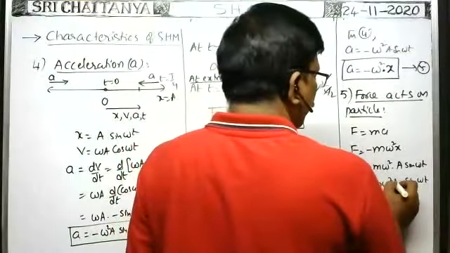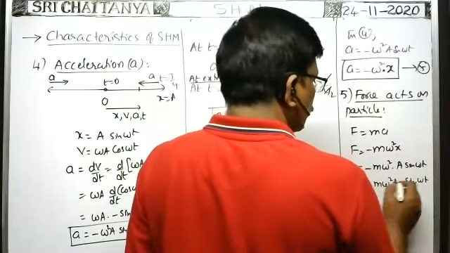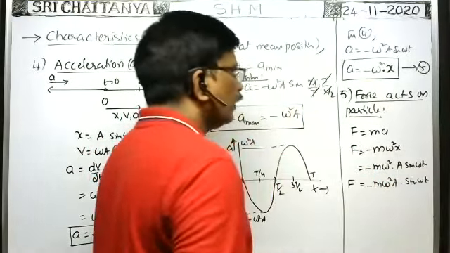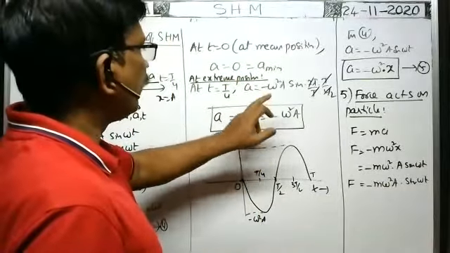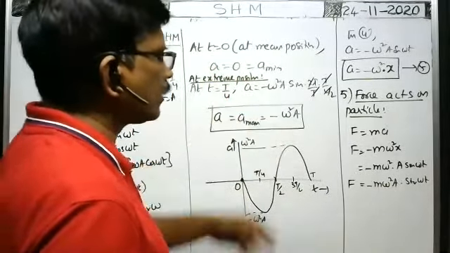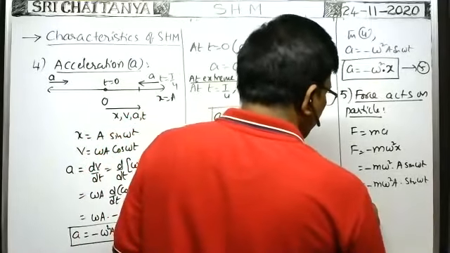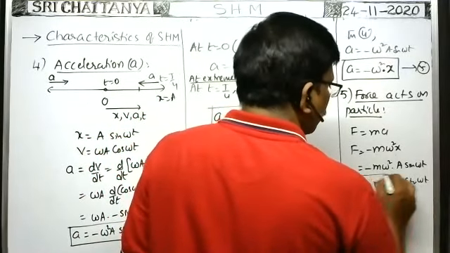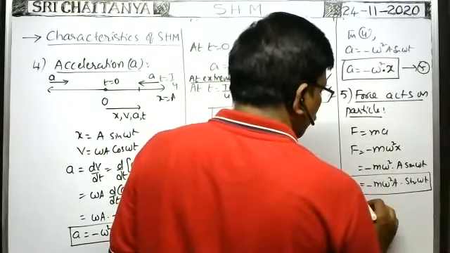So this m omega square a is the maximum acceleration, which is at the extreme position, because acceleration is maximum at the extreme position. So force is also maximum at the extreme position only. So at the extreme position, it is the formula for the force acting on the particle in SHM.